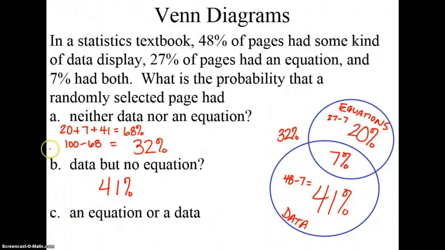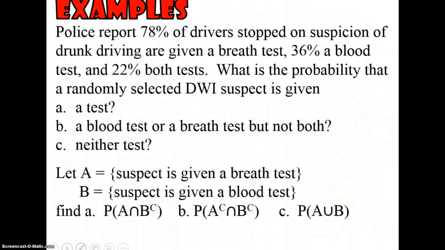So this is going to be the circles' total in equation or data, which is going to be that 20 plus 7 plus 41, which is 68%. Okay, the next slide is an example of all of these, and so I want you to go ahead and do these, draw a Venn diagram. Make sure you look up what a complement is if you don't know what that little C means, and we'll go over this in class tomorrow.